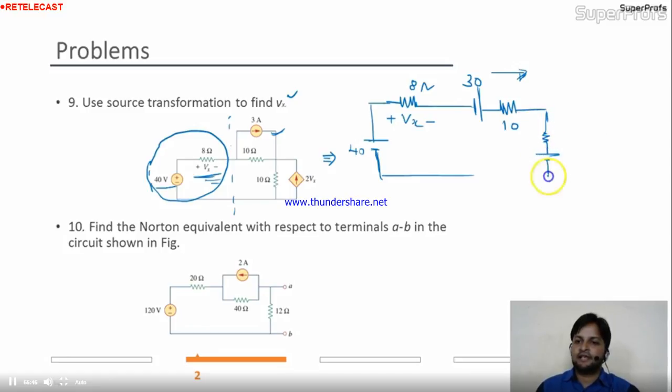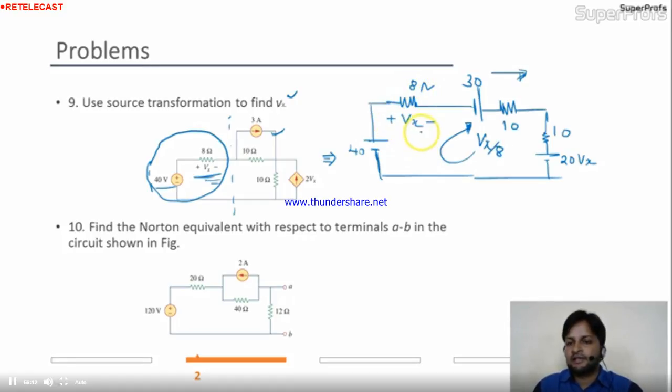I can again change it in the form of voltage. So this will be 20 Vx, V equal to Ri, and this will be nothing but 10. Now my task is to find out the Vx over here. Can I find out the Vx? Tell me the current in this circuit. Current in this circuit is nothing but Vx by 8. Why? Because in the 8 ohm, the voltage is given, Vx.